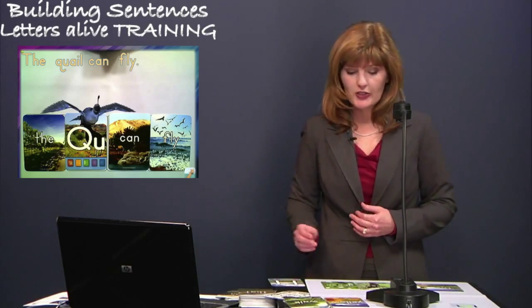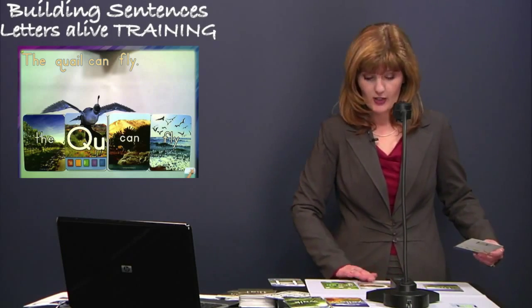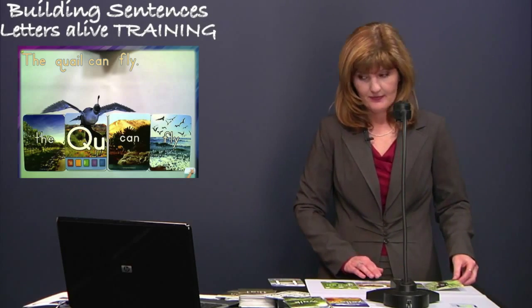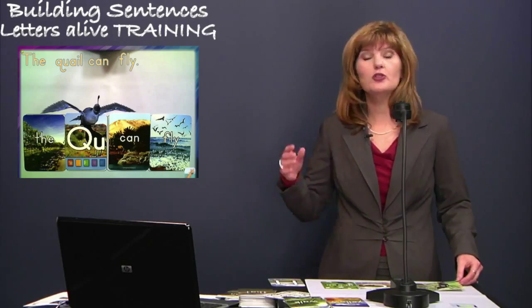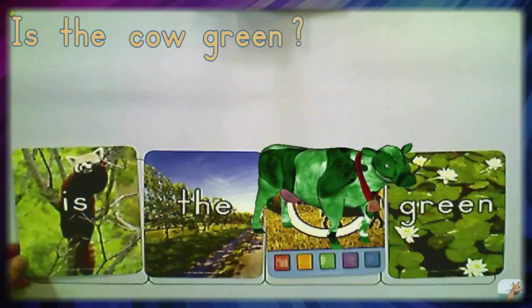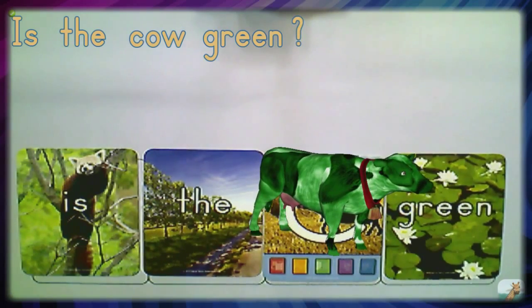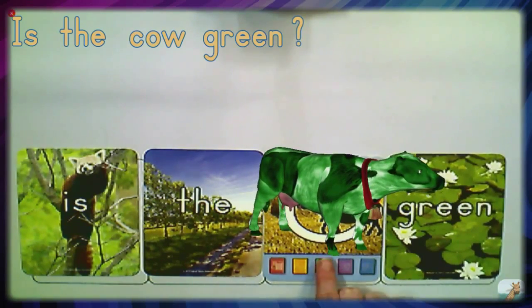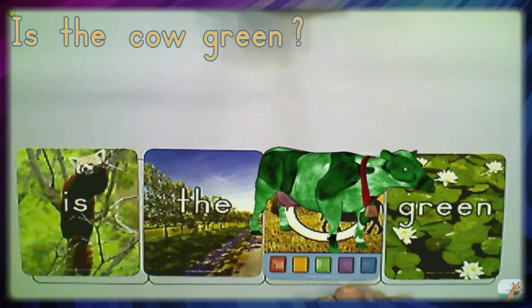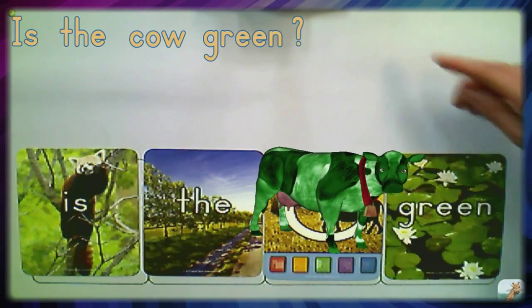You can also rearrange the cards and create a question at this point. If you lose tracking because you pull it out and rearrange it, simply hold it under the camera until it retracts. So we now have, is the cow green? The sentence reads back. Is the cow green? And you have the question mark.